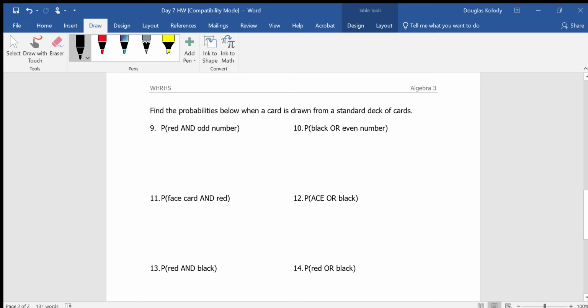Now we are drawing a card. Please have your reference sheet for the cards handy. How many cards are both red and odd? There is no formula for this. It's how many are part of both.